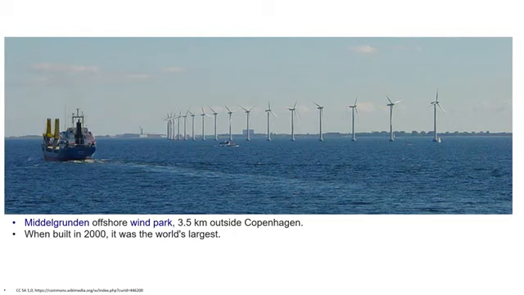Here is a picture of Middelgrunden offshore wind park, which is 3.5 kilometers outside the city Copenhagen, which is also the capital of Denmark. When built in the year 2000, it was the world's largest wind farm in the offshore wind park category.